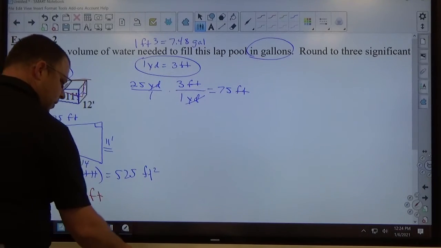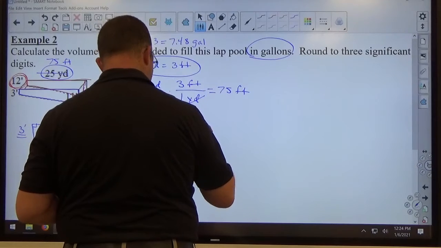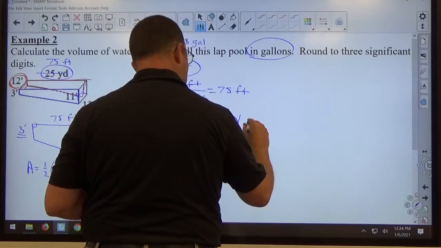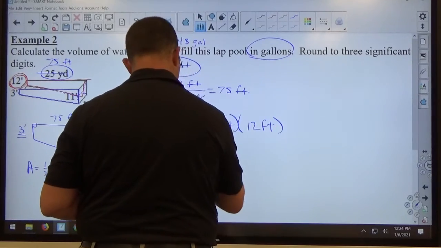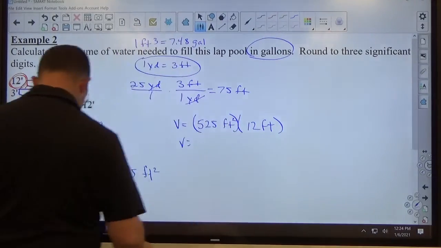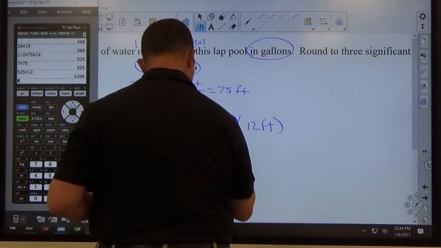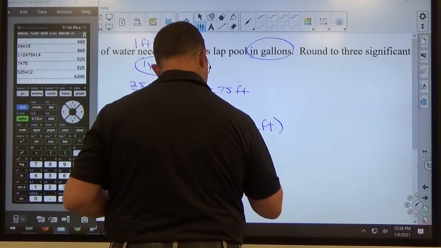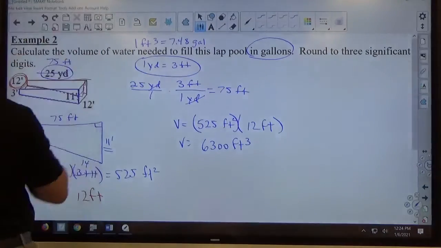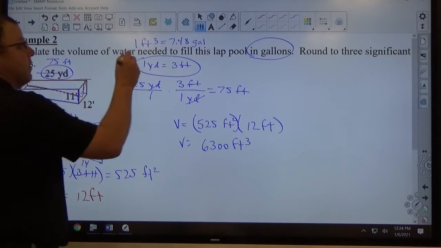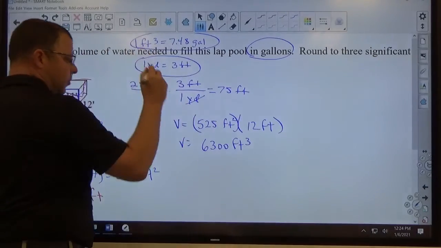So the volume of this pool in cubic feet is going to be 525 square feet times 12 feet. So 525 times 12 comes out to 6,300 cubic feet. That is the volume of the pool. The question's asking us for gallons. So the final step here is to convert to gallons using this fact, 1 cubic foot equals 7.48 gallons.